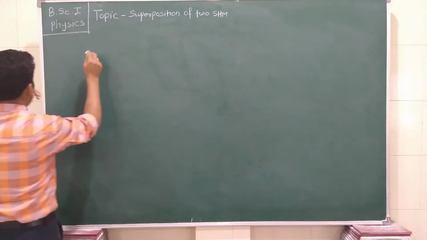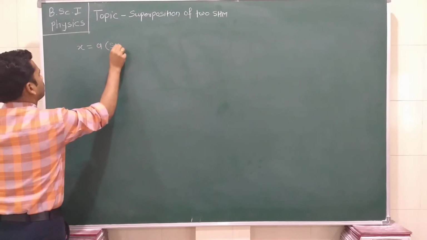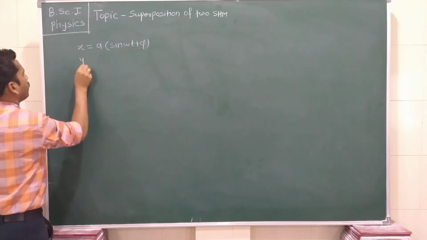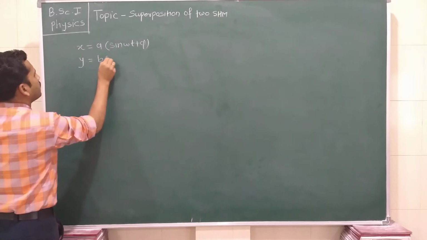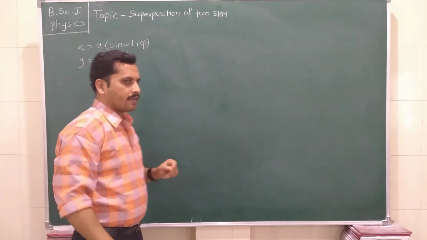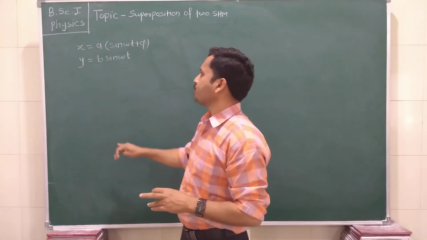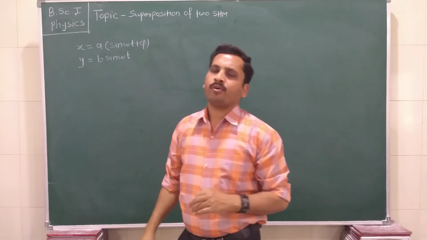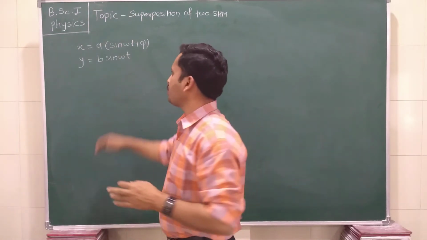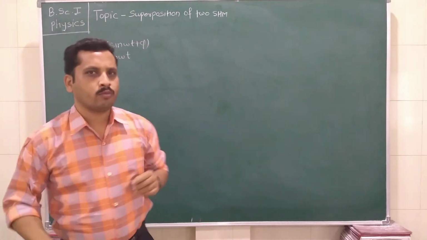First one is x is equal to a sine(omega t plus phi), and the second one is y is equal to b sine omega t, where x and y are the displacements of the particle performing simple harmonic motion. A and B are both the amplitudes of the corresponding simple harmonic motions. This phi is the phase difference between the two simple harmonic motions.